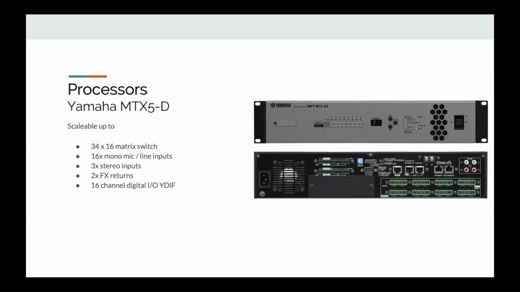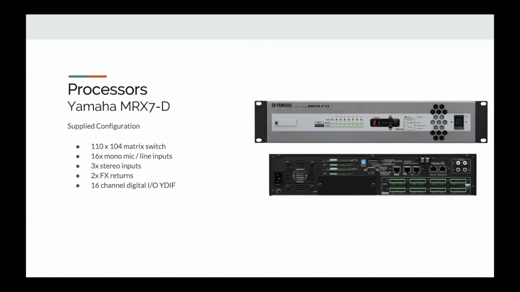The MTX5 is also more scalable, so it can become a 34x16 switch with 16 mono mic or line inputs, 3 stereo inputs, 2 FX returns, and 16 channels of YDIF.